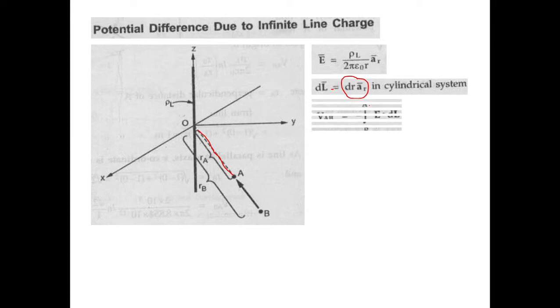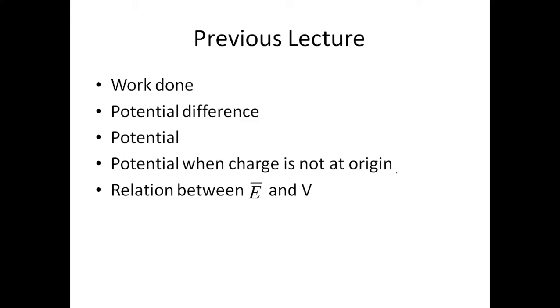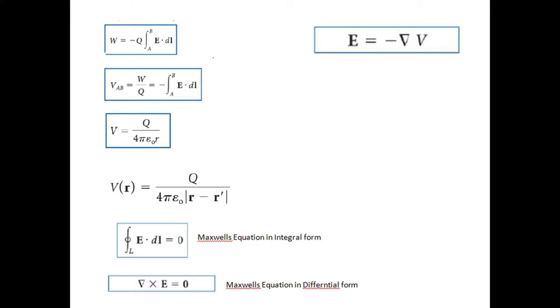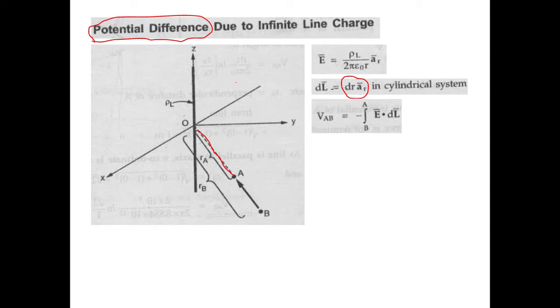So DL will have only one component of AR cap or A rho cap, that you have to remember here. Now we are deriving the equation for potential difference. So potential difference is given by, we have seen that in the previous slide. This is the equation for potential difference which we derived yesterday. So the same equation is applied here. VAB is equal to minus integral from B to A of E vector dot DL vector. Here the point is moved from B to A. That is why we have B to A here.